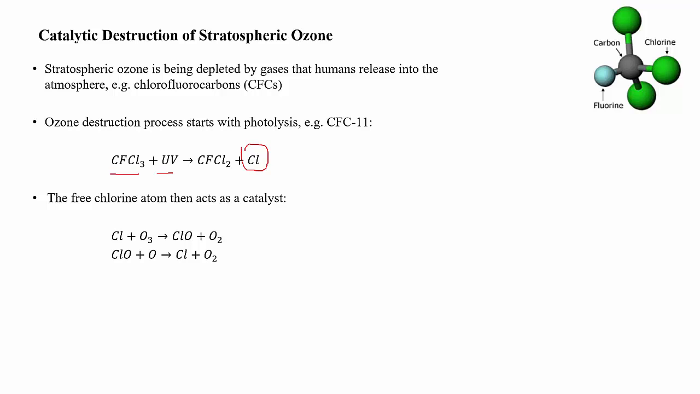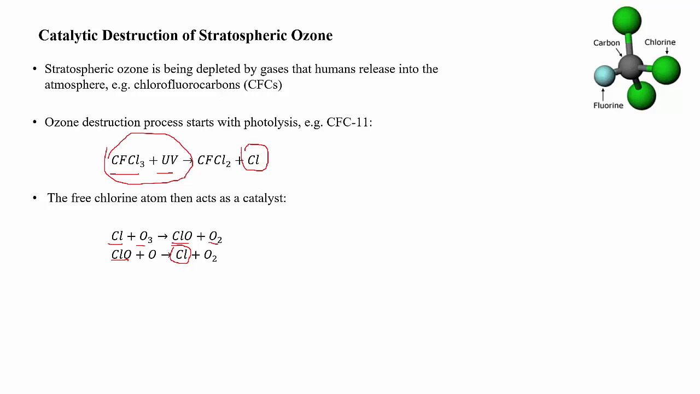This free chlorine atom acts like a catalyst. A catalyst is a substance that promotes a reaction but remains unchanged in the process. And you'll see that chlorine remains unchanged in this process. So looking at this, we have this chlorine atom that was freed by photolysis up here, and it actually reacts and destroys an ozone molecule. It creates something called chlorine monoxide and oxygen, but this chlorine monoxide goes on to another reaction that frees the chlorine atom.